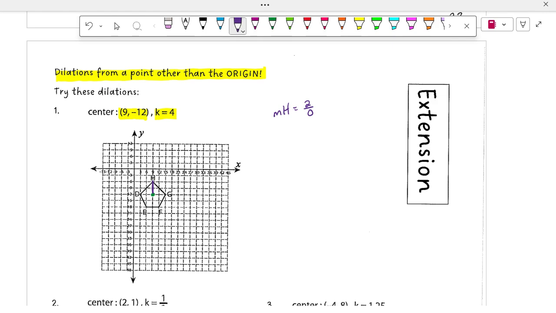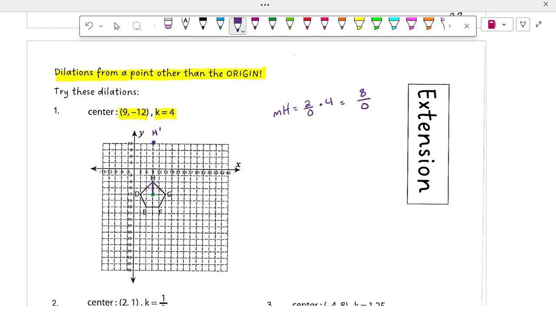So if I'm going by a scale factor of 4, how do you think I'm going to find my new point? Multiply your slope by 4. Now, don't pay any mind to the zeros. I'm just writing in terms of rise over run. So 2 times 4 is 8. 0 times 4 is 0. So I would just go up 8. So 2, 3, 4, 5, 6, 7, 8. So this point right here would be my new H. So H prime.